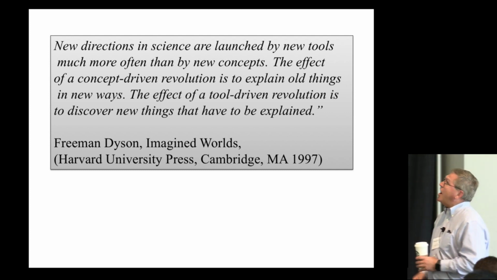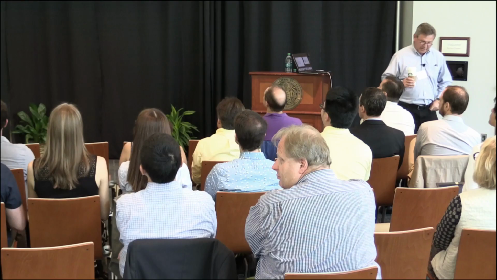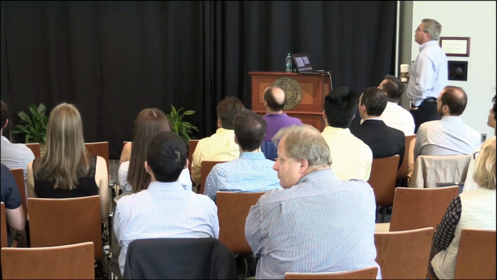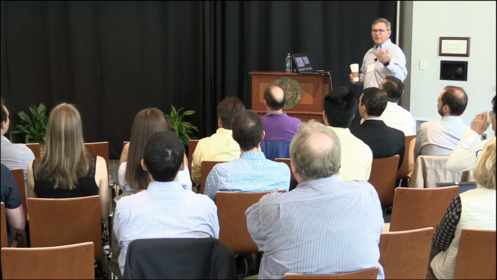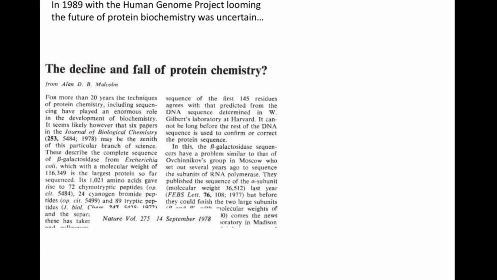Okay, so in 1989, with the Human Genome Project looming, the future of protein biochemistry was uncertain. This had appeared in 1978 in Nature, no less: the decline and fall of protein chemistry. What happened that precipitated this? Anybody? You guys are all too young to remember. 1977, publication of Sanger's paper and Walter Gilbert's paper on DNA sequencing, and all of a sudden, all proteins were going to be sequenced by their genes. And so this guy wrote this unfortunate article about how protein chemistry was going to go away.